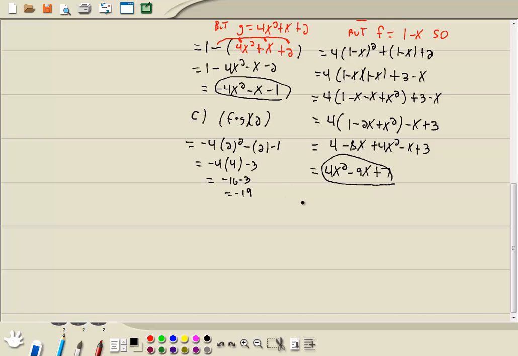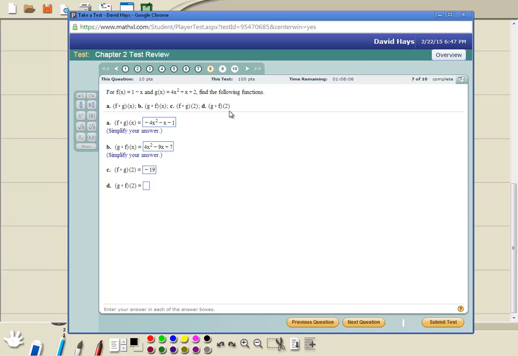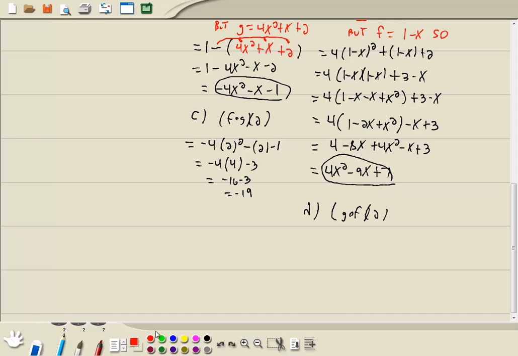Okay, D. After we find the composition of g and f, we then want to plug 2 in for the x. That's what this notation says. You find the composition of g and f first, then plug 2 in for the x. So I got 4 times 2 squared minus 9 times 2 plus 7. 2 squared is 4. Negative 9 times 2 is negative 18, so 16 minus 18 plus 7. Negative 2 plus 7, which is 5.